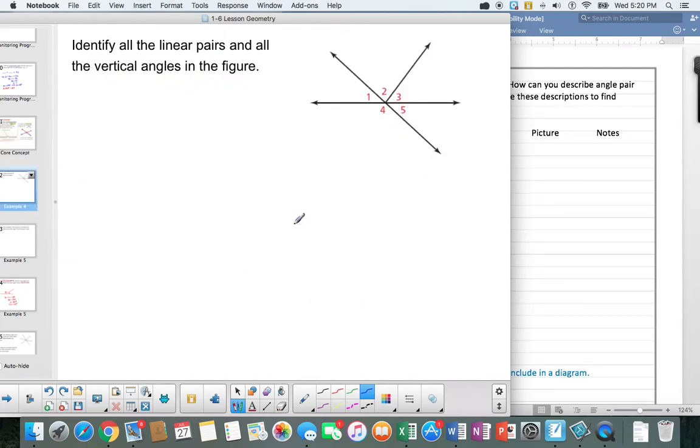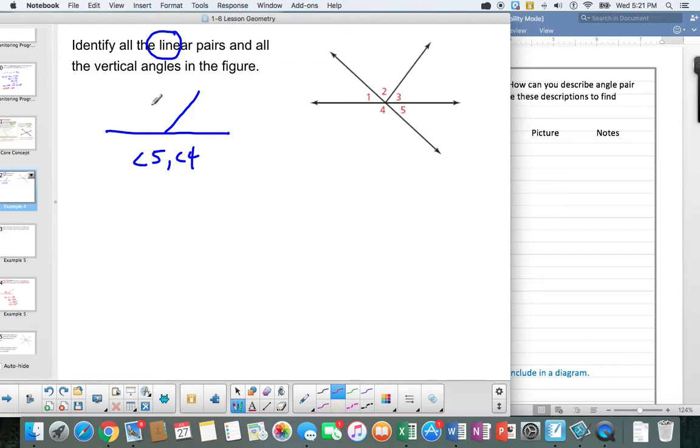Okay, so we want to identify the linear pair, and we want to identify all vertical angles in the figure. Okay, linear pair, remember, line. So I'm looking for 2 angles similar to this, that they're adjacent to each other and they're making a line. And the answer will be angle 5 and angle 4. Angle 5 and angle 4 are what we call a linear pair.